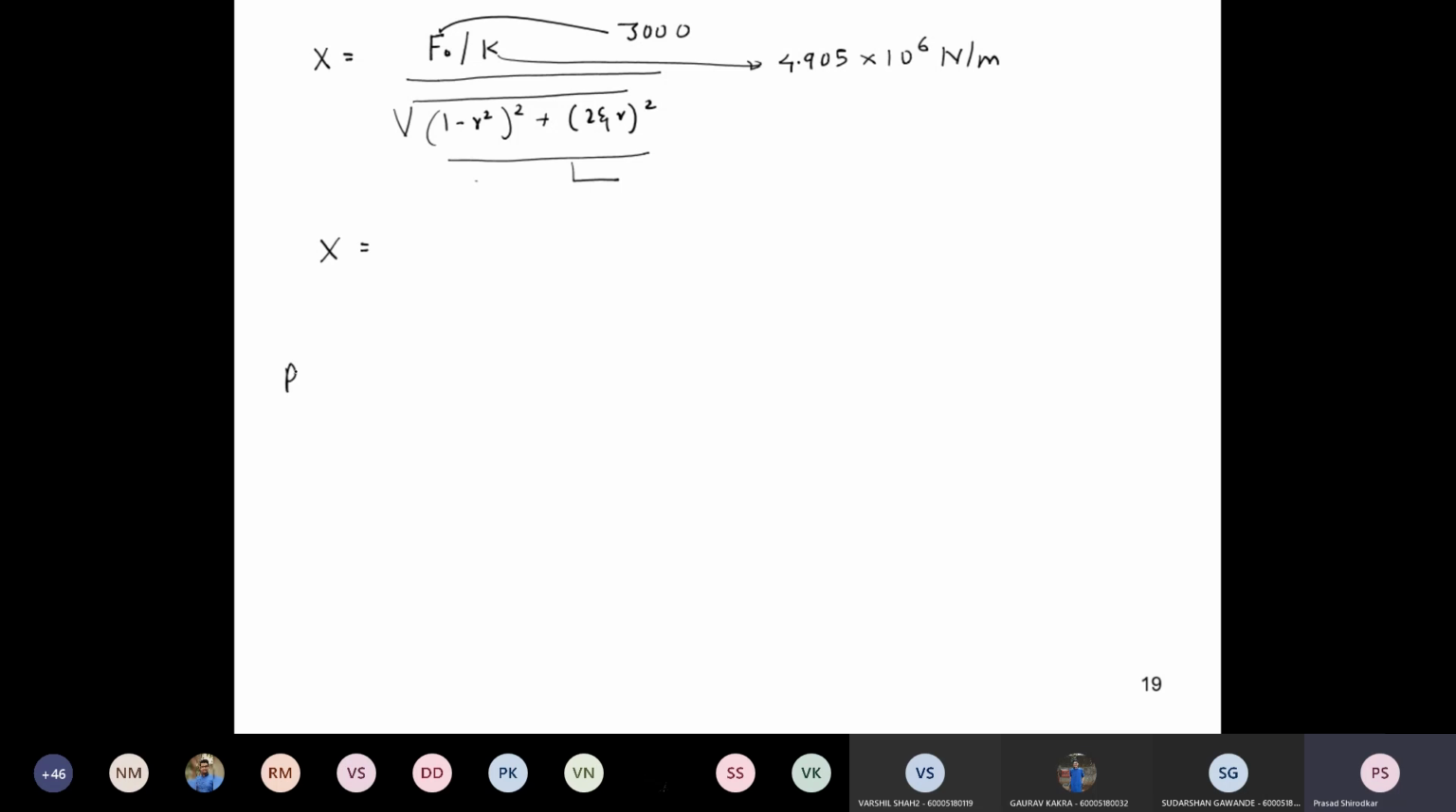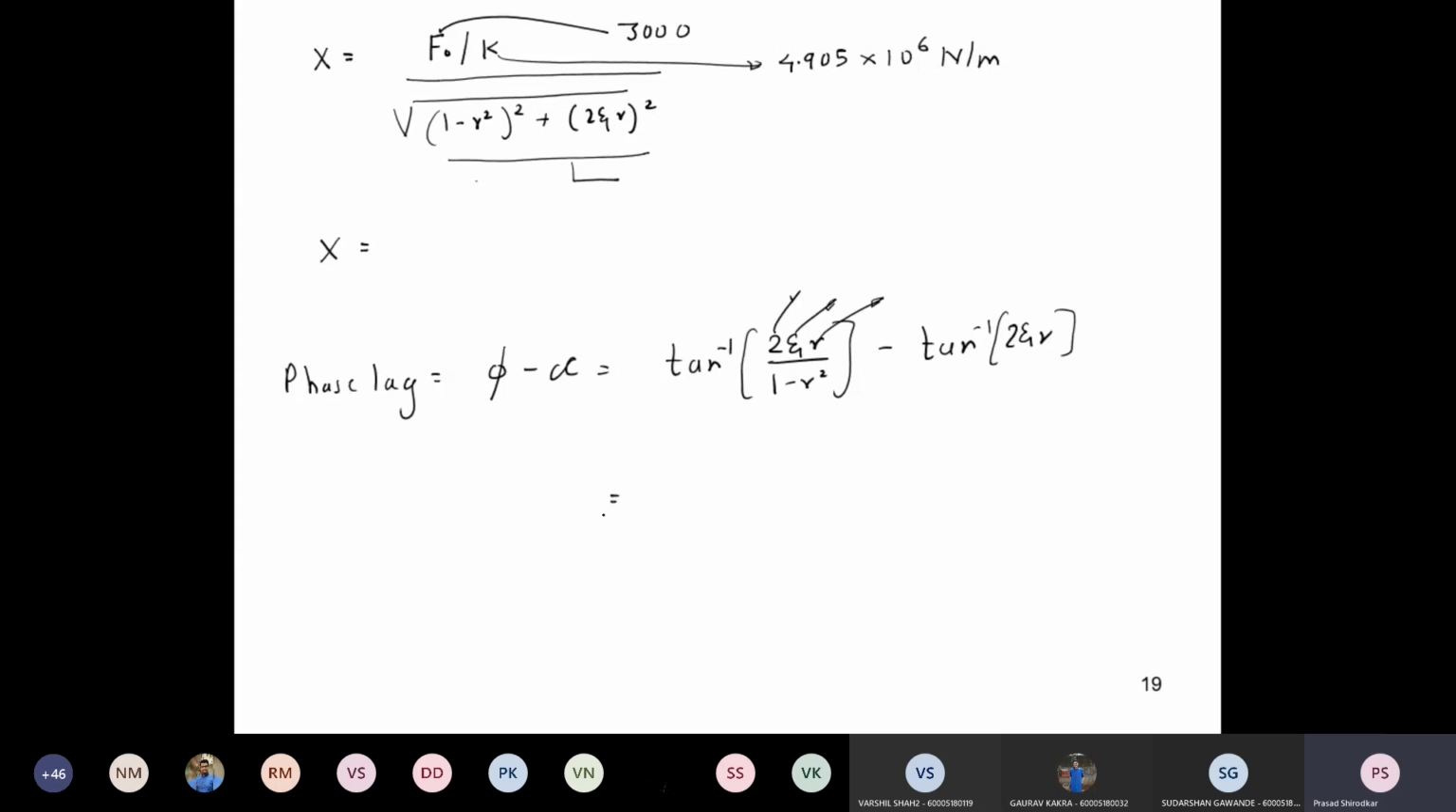And similarly, phase lag is equal to phi minus alpha. So this is the second part which you have to calculate, and that is equal to tan inverse of 2 zeta r upon 1 minus r square, minus tan inverse of 2 zeta r. Alright. So you know all these values in this equation, substitute them and find out phi minus alpha. Okay. So now open up your quiz. Now you have to enter the value of x and this phase lag.